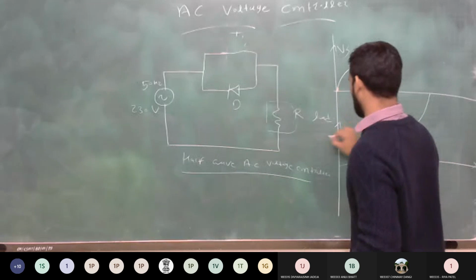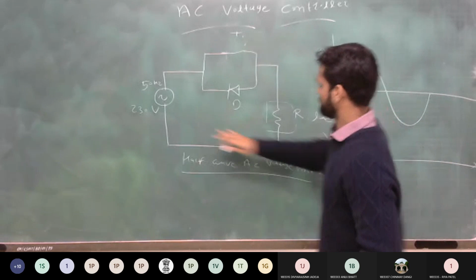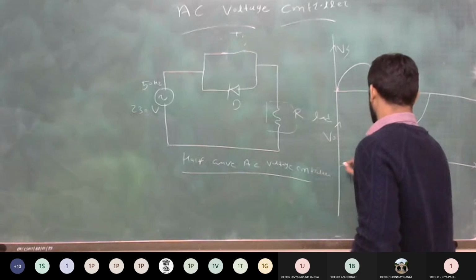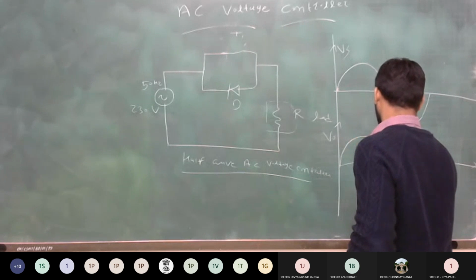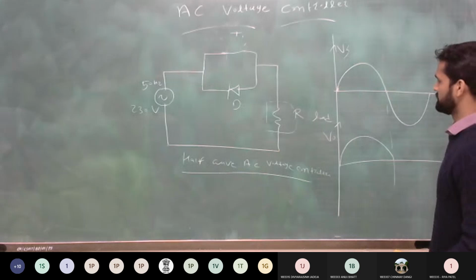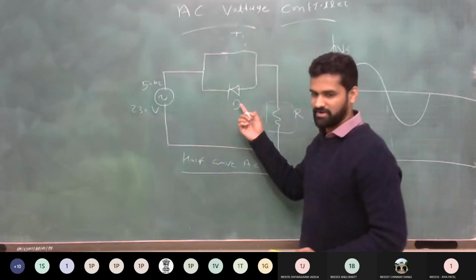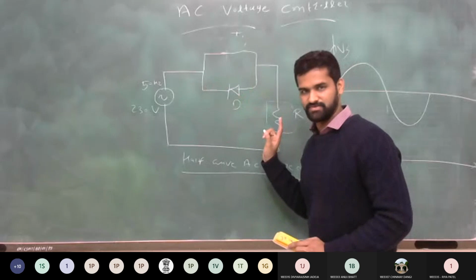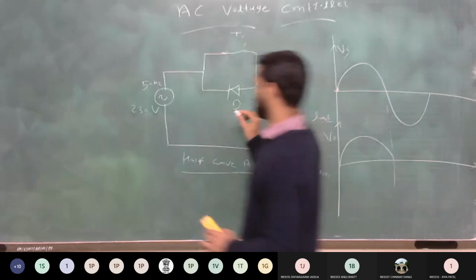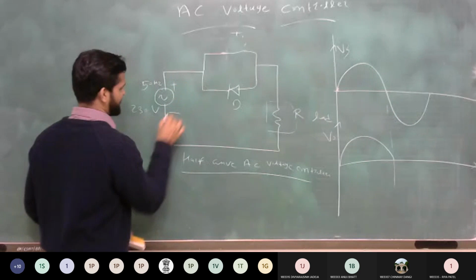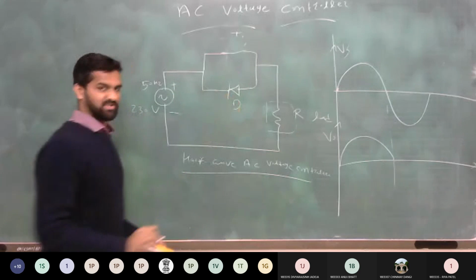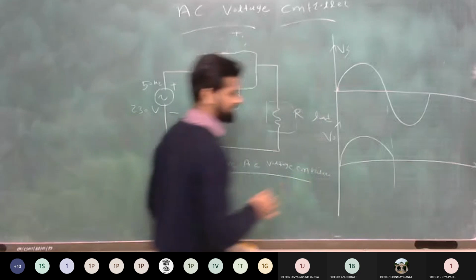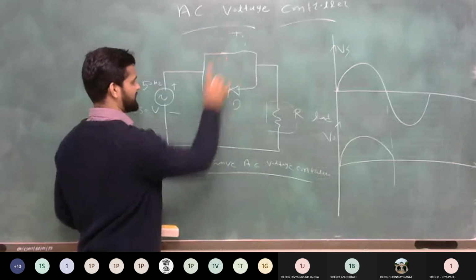Clear? So what is the output voltage V0? You get the full half cycle of the supply across the load. Same way here, your diode is conducting during the negative half cycle. Why? Because in the positive half cycle, with positive and negative polarity here, the diode is reverse biased, so it is acting as an open circuit during the first positive cycle. Clear? So only T1 is conducting.